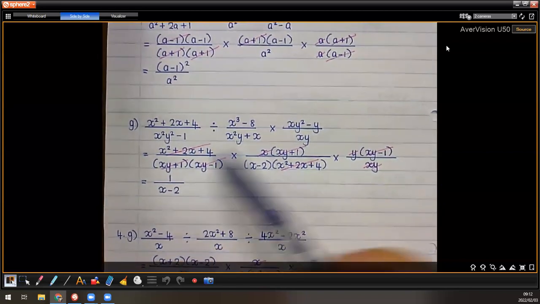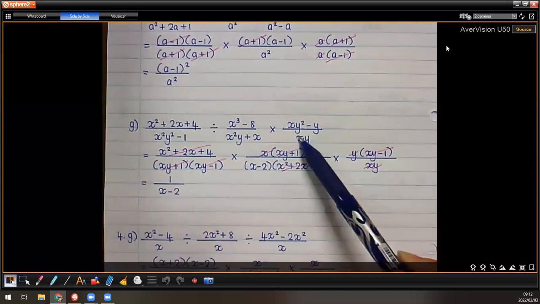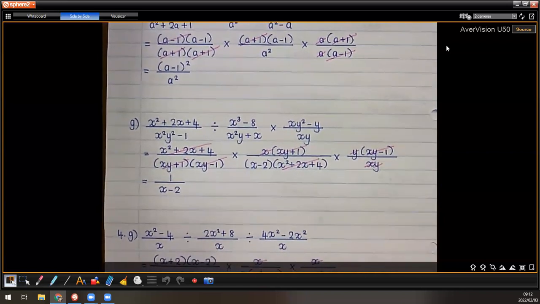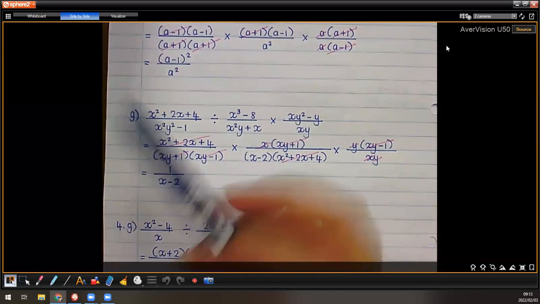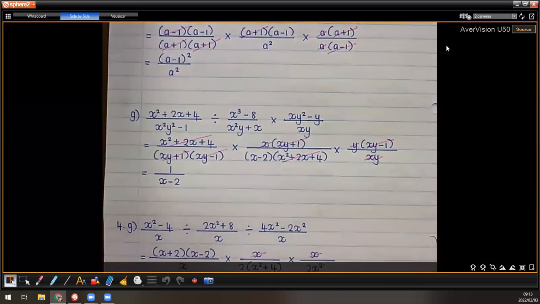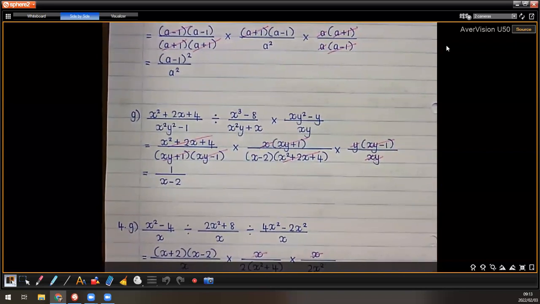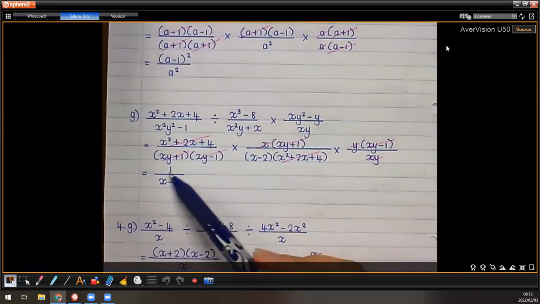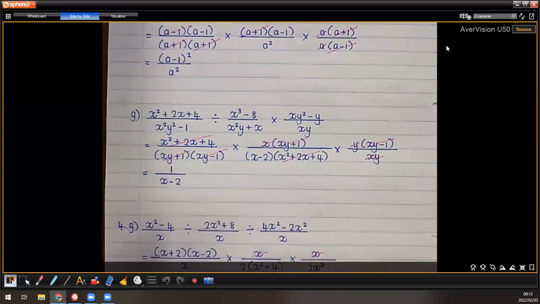Then here I took out y as a common factor, x, y. Obviously, I just left as it was. Cancel out everything that I could, and I was left with 1 over x minus 2. If you're canceling out everything at the top, you can't just leave the numerator blank. You can't put a 0 in the numerator. It's actually a 1, because we are dividing.